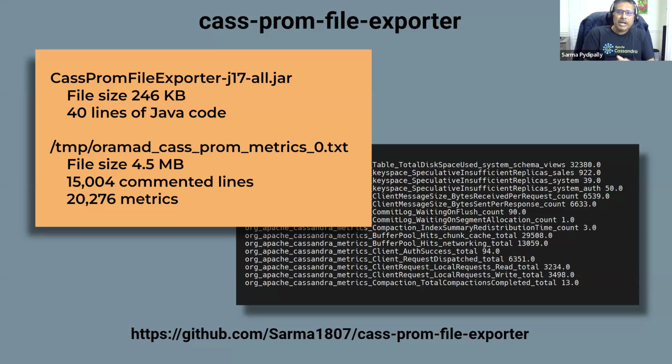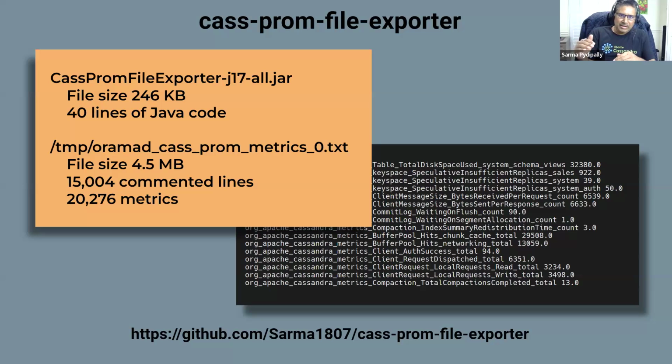Now, the compiled jar is just a very small file. The actual code is just 40 lines, and then there are a lot of comments on it. The code is published on GitHub. You can see the link at the bottom of the screen. What this agent does, every 5 minutes, is go and take all the metrics from the registry and dump them into a text file.